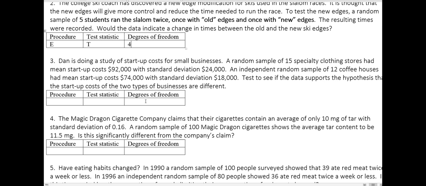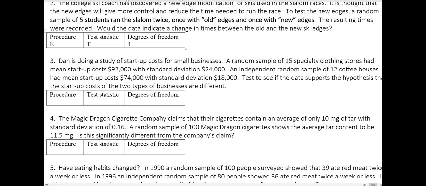All right, number 3, Dan is doing a study of startup costs on small businesses. A random sample of 15 specialty clothing stores had a mean startup cost of $92,000 with a standard deviation of 24. Independent random sample of 12 coffee houses had a mean startup of 74 with a standard deviation of 18. Test to see if this data supports hypothesis startup costs. Okay. All right, so let's go to proportion, mean, or chi.